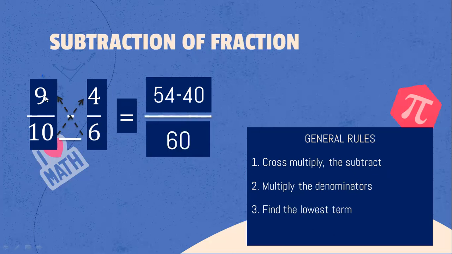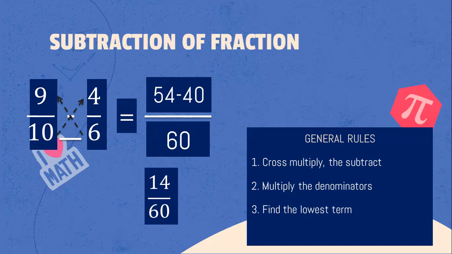Again, cross multiply, then subtract. 6 multiplied by 9 is 54. 10 multiplied by 4 is 40 over 60 because 10 times 6 is 60. What is 54 minus 40? That is 14 over 60. 54 minus 40, 14. Then copy 60 as our denominator. Find the lowest term. Do we have lowest term?